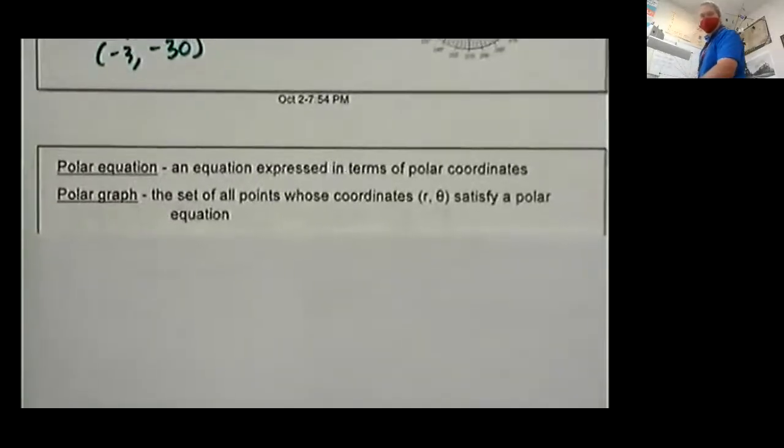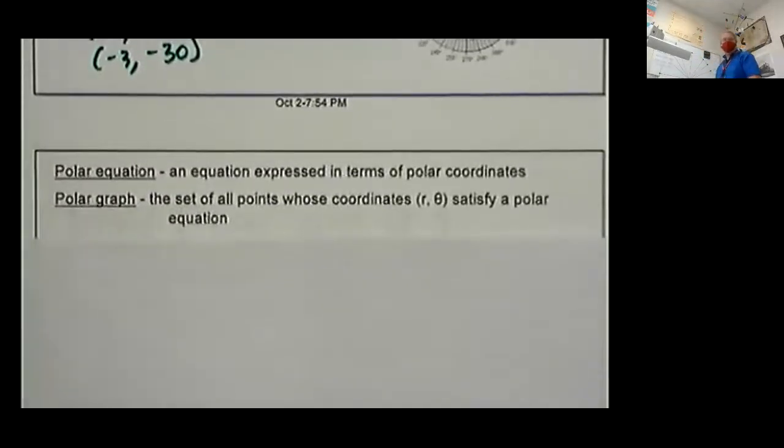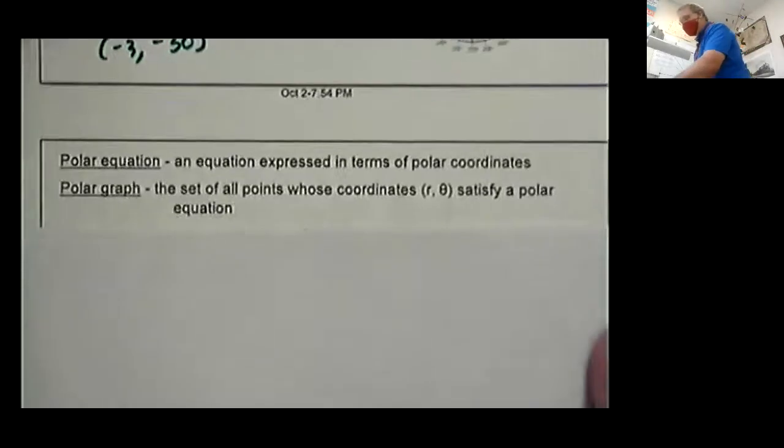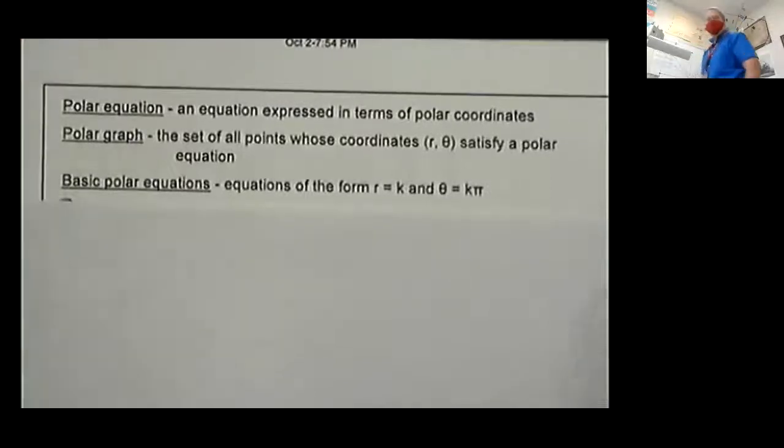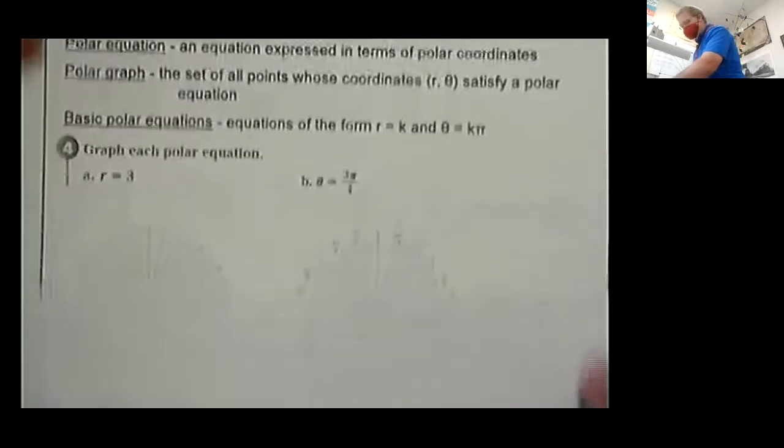We can also define a polar equation. A polar equation is an equation expressed in terms of polar coordinates. A polar graph then is the set of all points whose coordinates (r, theta) satisfy a polar equation. It's kind of like graphing lines, but now we're switching to polar graphs. What do our lines look like in a polar graph? Well, they get kind of interesting. We have 2 basic polar equations, and they have the form r equals k and theta equals k times pi. And let's see what those look like.